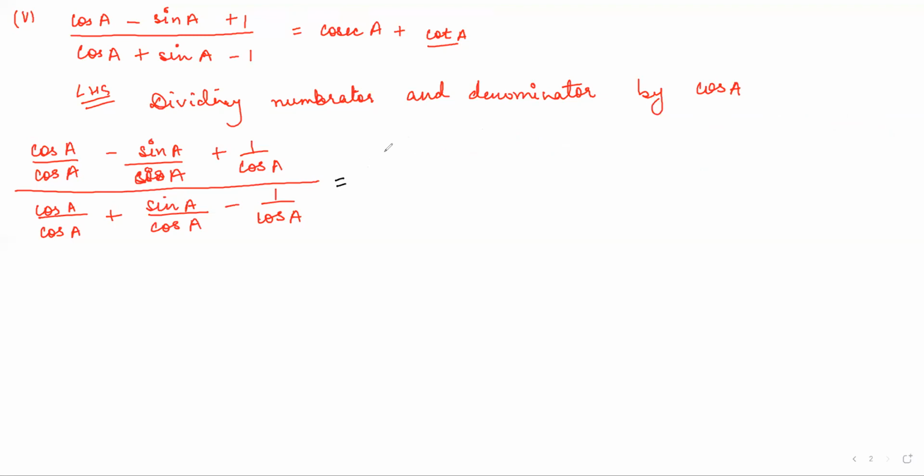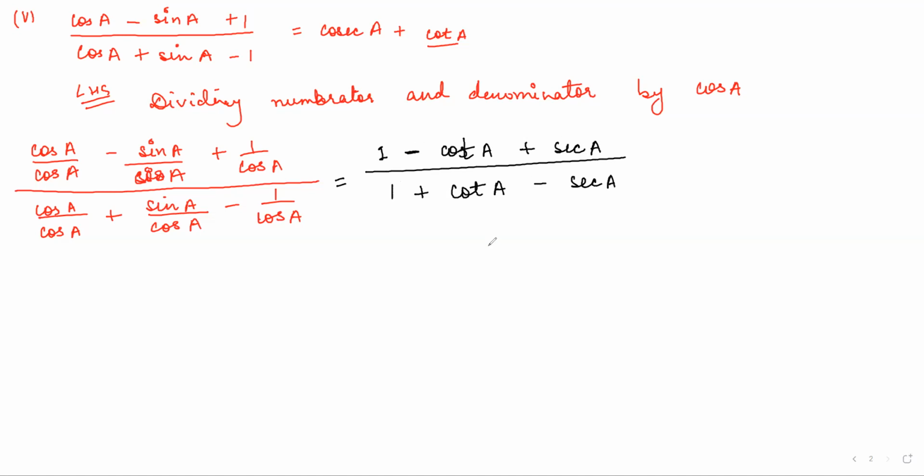All right, so now I have 1 minus. Now this sine A upon cos A will become tan A, correct? So I have got one tan now. Plus 1 upon cos A is sec A, and then divided by, again I get 1 plus another tan A and minus sec A.